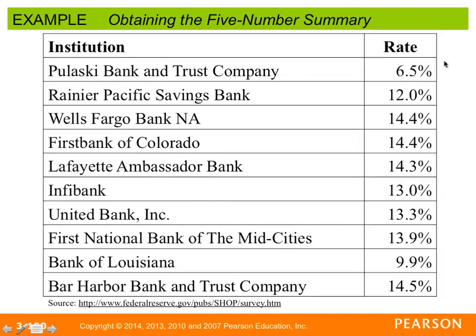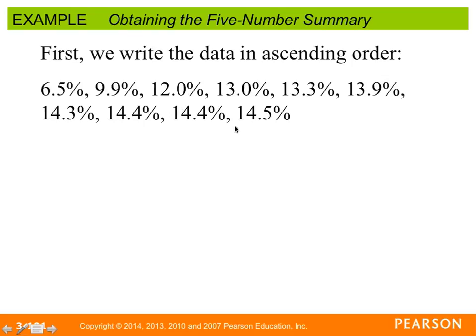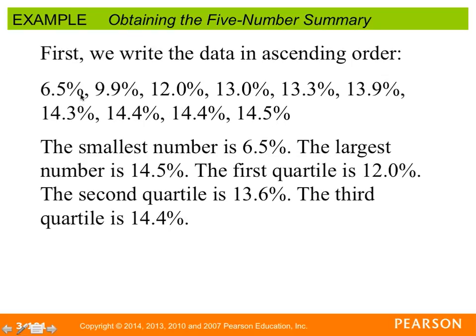Pulaski Bank and Trust Company, 6.5%. That looks like our lowest, and our highest, it looks like these two are a tie. Wells Fargo Bank and First Bank of Colorado, both at 14.4%. Oh wait, there's a 14.5 down here, Bar Harbor Bank and Trust Company. So we're going to write the data in ascending order first, 6.5 to 14.5.